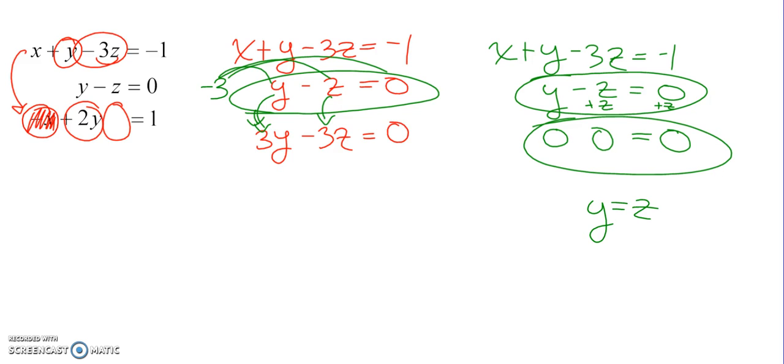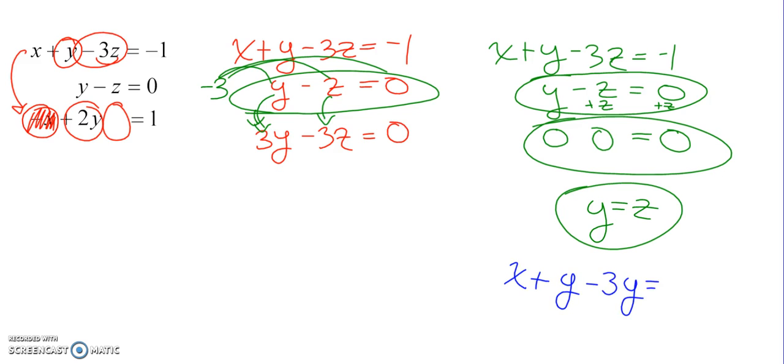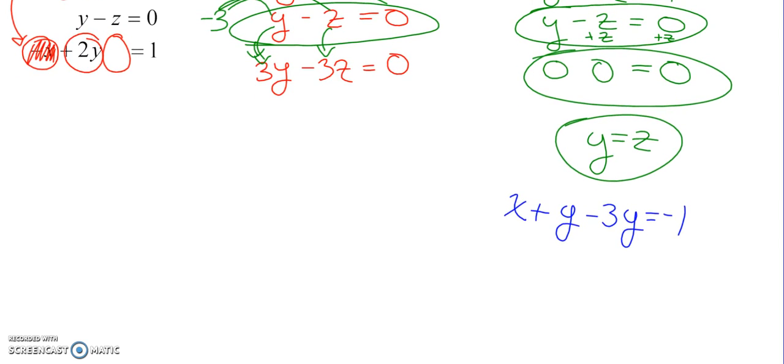So I could actually do a substitution, because now I know that y has to be the same value as z. If I go to the top equation, I could do a replacement. I could say x plus y minus, instead of writing z, I'm going to write y, so x plus y minus y... x minus 2y equals negative 1. And here's the conclusion I could make. If I solve this for x, I would have x minus 2y equals negative 1, so x is equal to 2y minus 1.